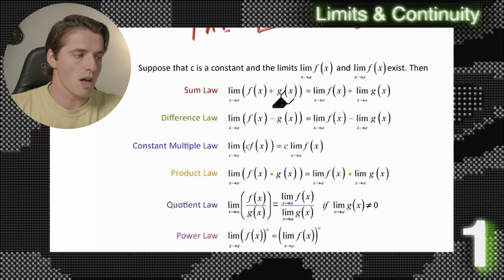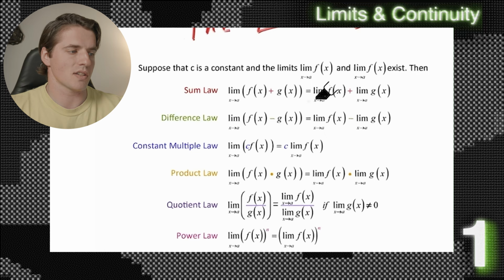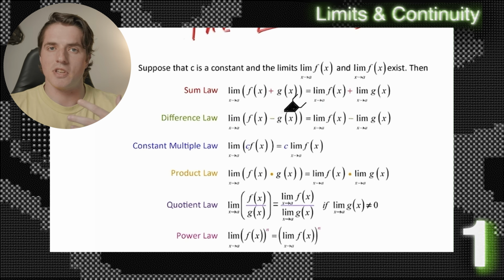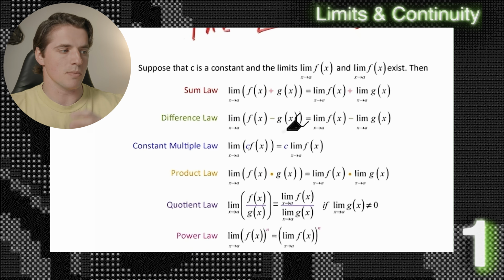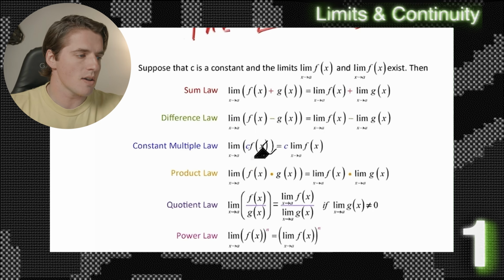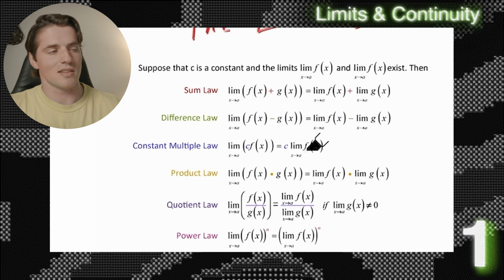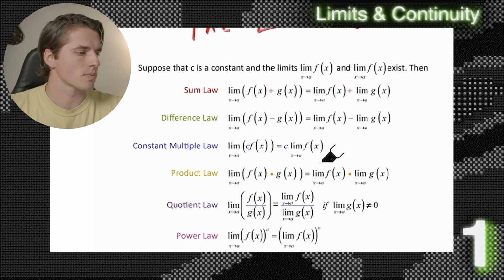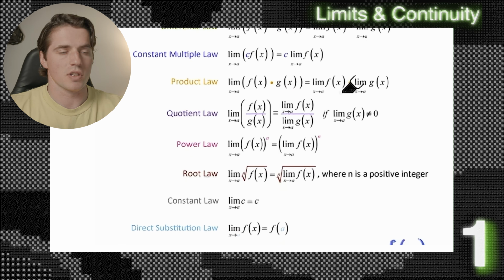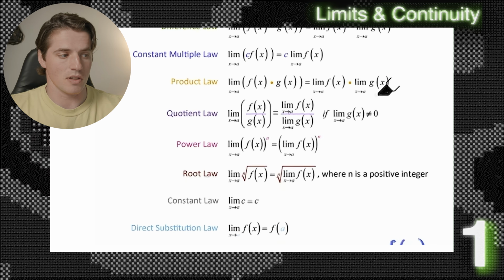We've got the sum law, which says that if we are taking the limit as x goes to some value of f of x plus g of x, it's just the limit of f of x plus the limit of g of x. The difference, the same as the sum law, we can just separate this into 2 limits, the limit of f of x minus the limit of g of x. The constant multiple law says that if we're multiplying c by a function, we can take that constant, that c, out of our limit. The product law, if we're taking the limit of a product of 2 functions, f of x and g of x, we can just write that as the limit of f of x times the limit of g of x. And this is really all these limit laws are.